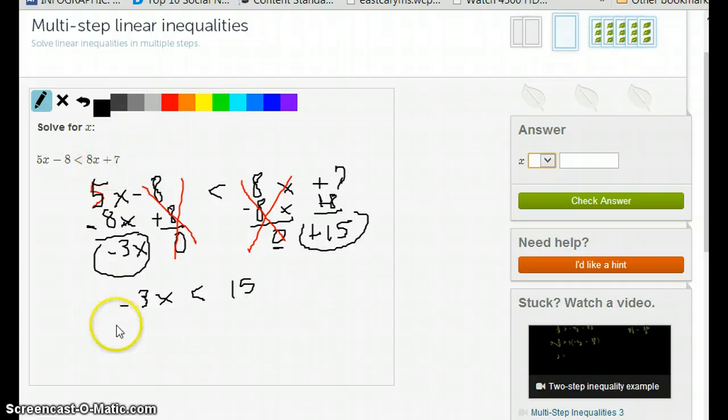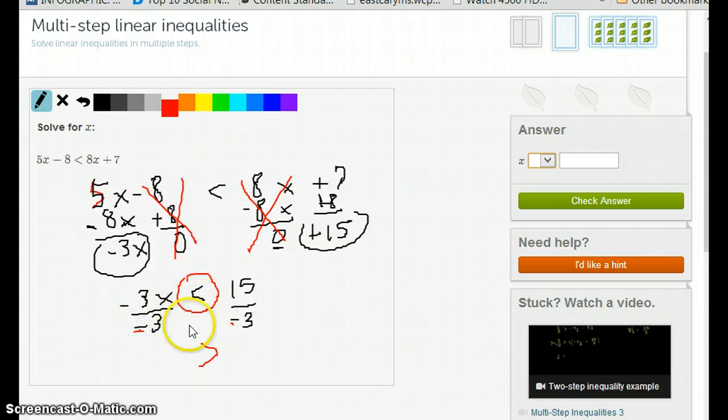And now to get rid of the negative 3, we're just going to divide both sides by negative 3. When we do that, we're dividing by a negative number. Remember what I said last problem, you have to reverse this now because we divided by a negative number on both sides. So that's going to reverse the inequality. And so now on the left side we're going to have x, and the right side we're going to have 5. 15 divided by 3 is 5, and it's going to be a negative 5 because it's a negative there. So now we have x is greater than negative 5. Okay?